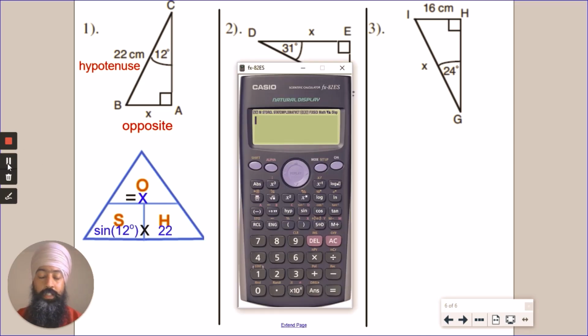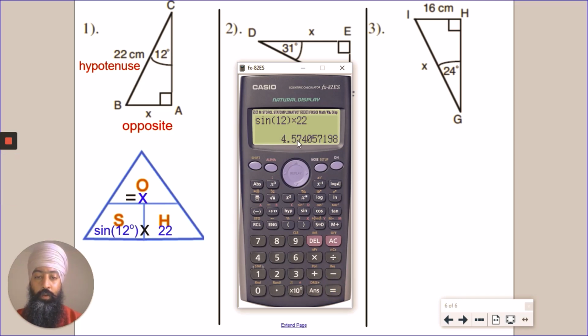You will need a scientific calculator to work this out. First of all, sine, then 12, bracket, multiplied by 22, which is the bottom line over here. When I press equals, it will give me the value of x.